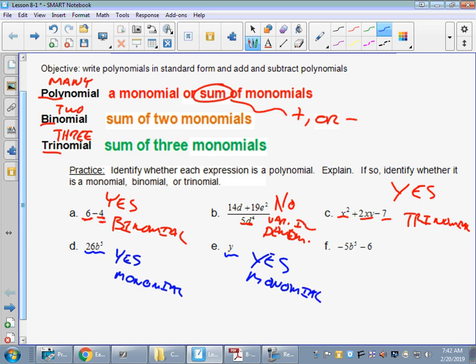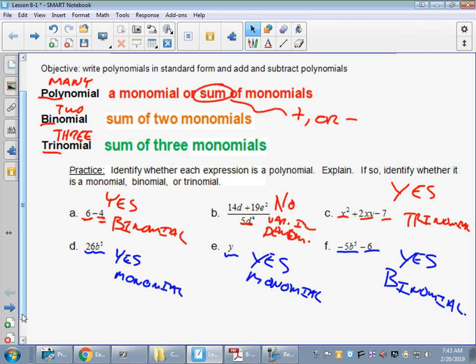And the last one here, we've also got another yes. We've got a -5b to the fifth. That's a product with an exponent. That's good. It's one monomial. You got another monomial here at -6. So you got two of them. So that's a yes. Two of them means it's a binomial. Okay? So just simple things with the terminology there.